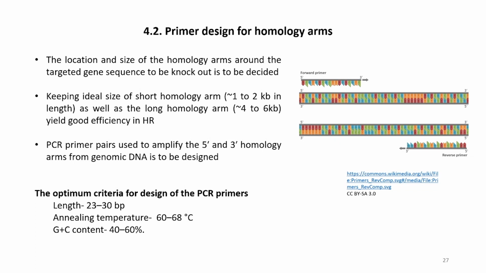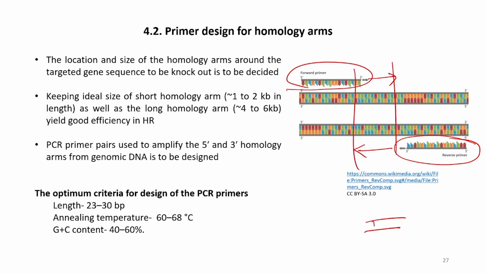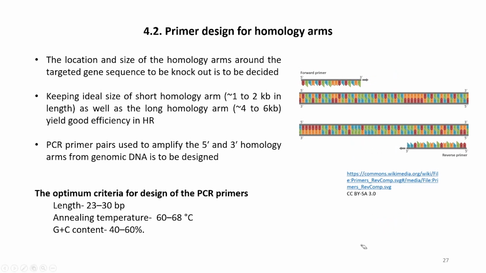So, you are all well acquainted, I suppose, with the PCR, polymerase chain reaction, which has certain requirements like the use of a forward primer and a reverse primer, and they will amplify a genomic sequence in between them. So, for designing this forward primer and the reverse primer, we need the genetic information.